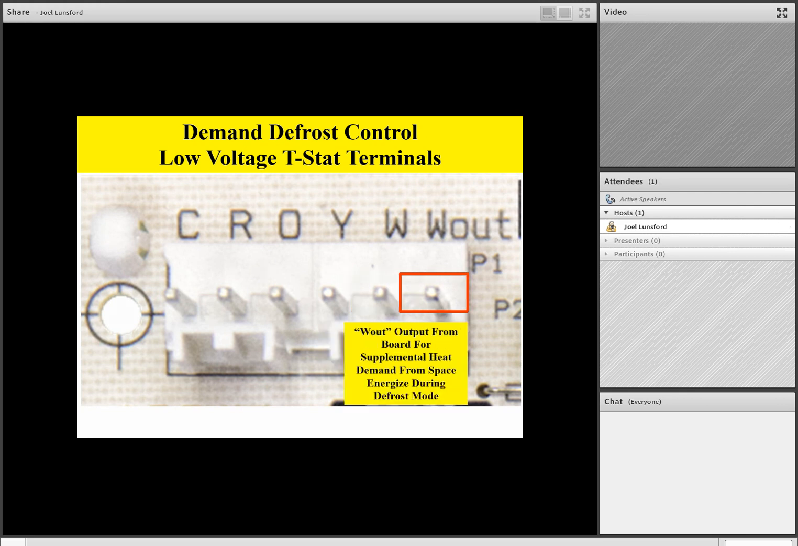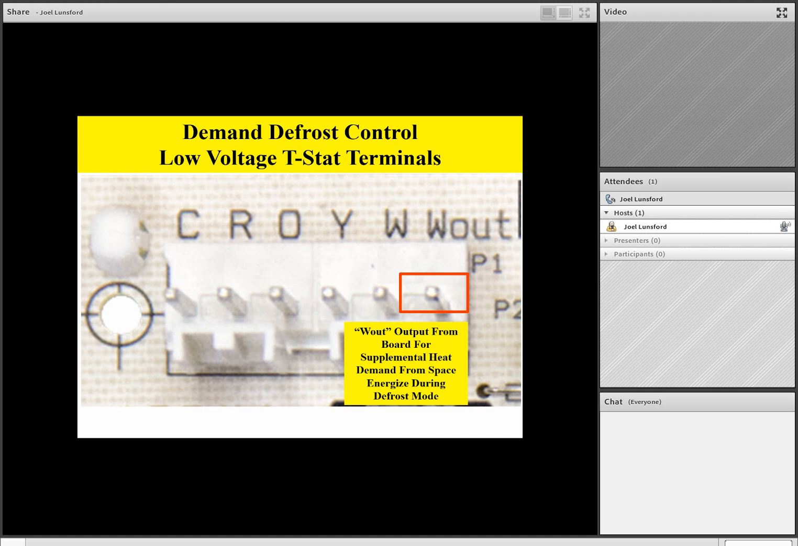That W out is actually an output from the board for supplemental heat inside. So remember, we take W from the thermostat straight outside to W, and then the board outside makes decisions on when to stage auxiliary heat inside. So W out will be brought in from the outdoor unit to energize auxiliary heat when we have a demand from the conditioned space for auxiliary heat.